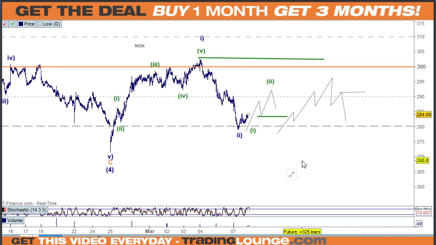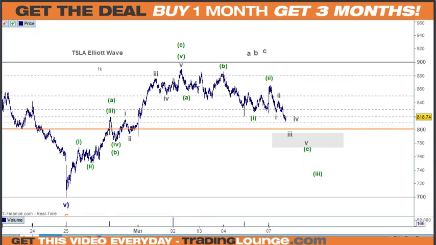But as it stands today, we're looking from the high as an impulse wave to the downside, and that means that we'll look for a corrective rally and then down again at that point. Okay, Tesla's the same. It's got the same thing as well. Now, I've spent a little bit of time on this.